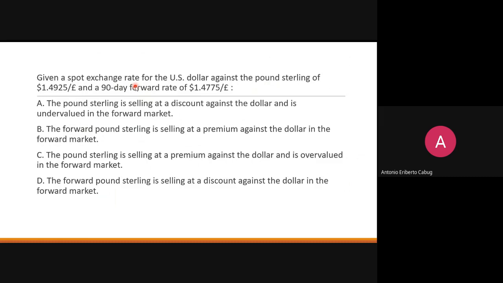Okay, similar question. Given a spot exchange rate for the US dollar against the pound sterling of $1.4925 per pound, and a 90-day forward rate of $1.4775 per pound. Similar question. What interpretation is correct? Is it A, B, C, or D? Go.